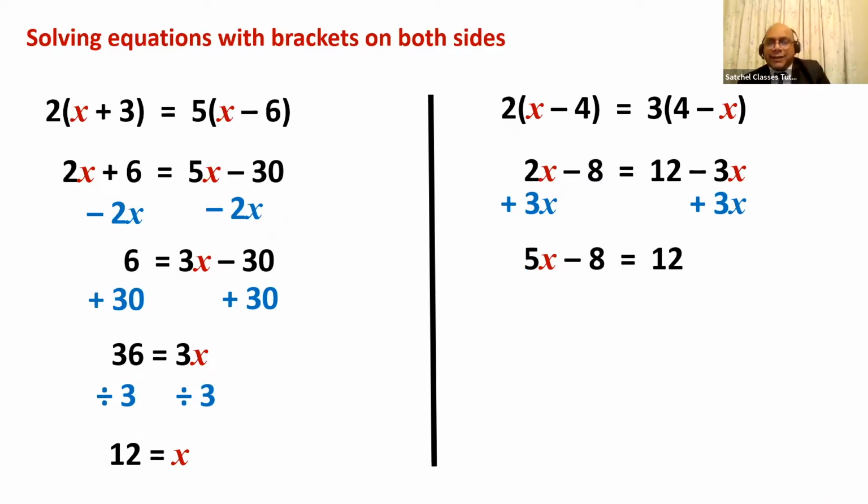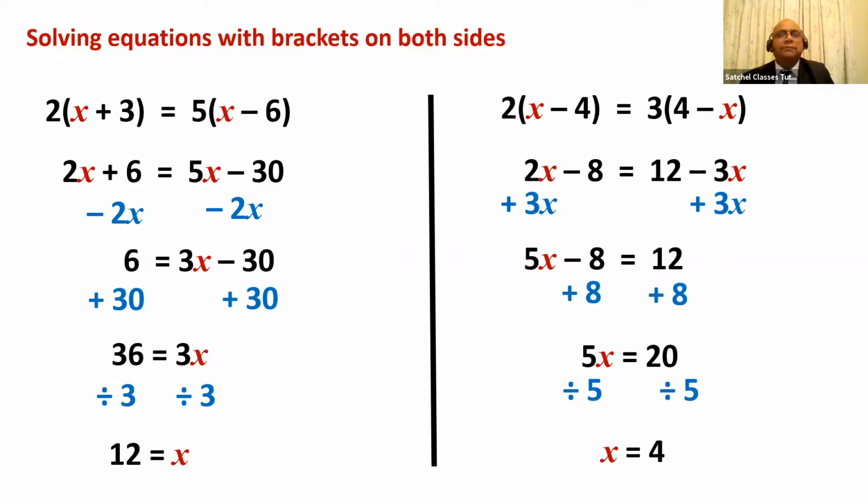Now let's get rid of the minus 8 on the left and bring it to the right, right? Minus 8, the inverse operation is add 8 on both sides. Minus 8 and plus 8 is 0, and 12 plus 8 is 20. So 5x equals 20. Divide by 5, and x equals 4. Right? So you should be expert now at solving equations involving variables or unknowns on both sides of the equal to sign.